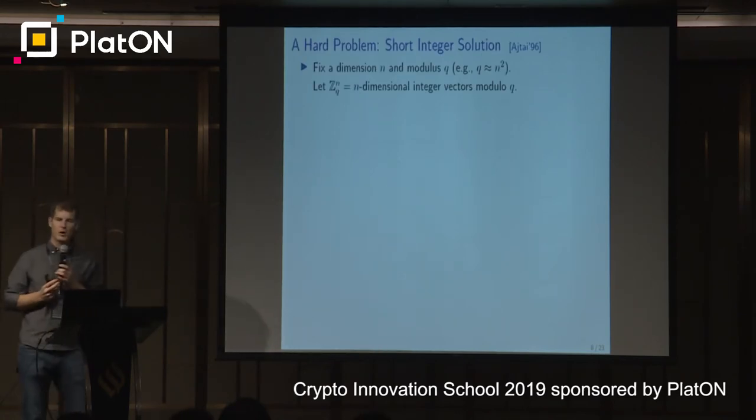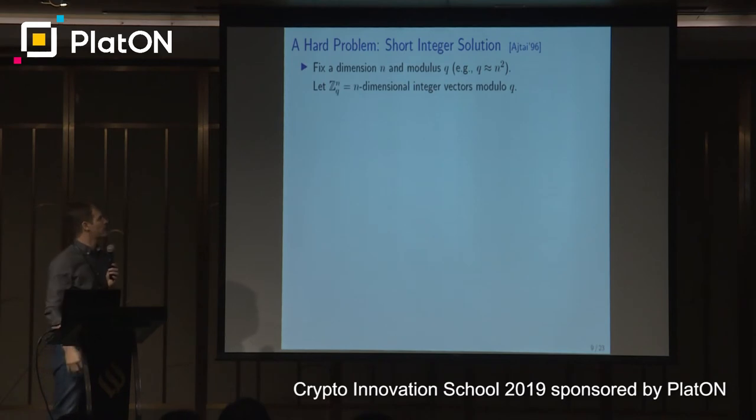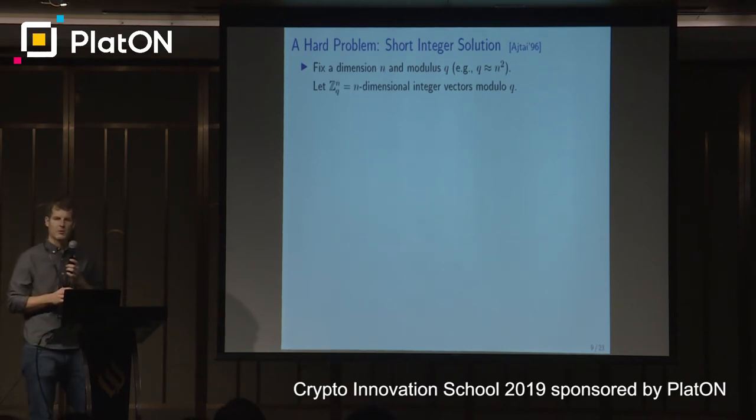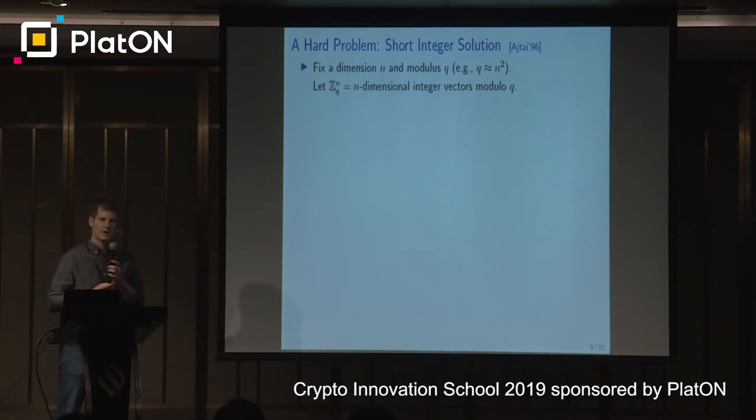So the field really began with Ajtai's work in 1996, in which he introduced a problem which has now been called the short integer solution problem. And this is an average case problem. The inputs are chosen at random, and the problem is as follows. First we're going to fix a dimension, which I'll call n, and an integer modulus, which I'll call q. You can think of this modulus as being not very big, maybe polynomial in n, n squared, n cubed, or something not too large.